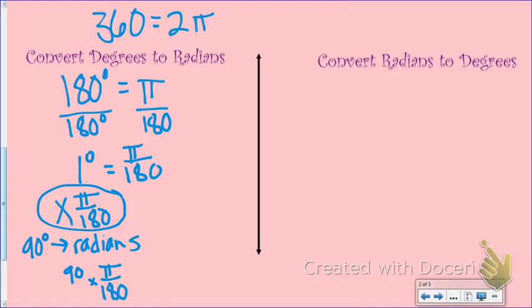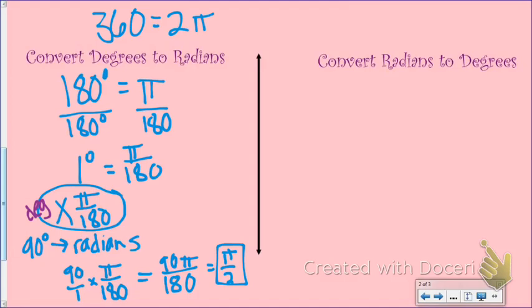Now remember, with adding and subtracting, I needed a common denominator, but I don't when I multiply. So when I multiply, I'm just going to multiply straight across the top, and that's 90 over 1, so I get 90 pi over 180. Then I can simplify that fraction, which simplifies to pi over 2. So that means that 90 degrees is the same thing as pi over 2 radians. So I take my degrees and I multiply by pi over 180. Let me go ahead and add degrees. So degrees times pi over 180.